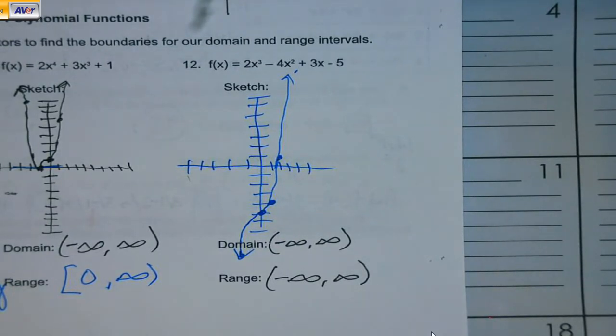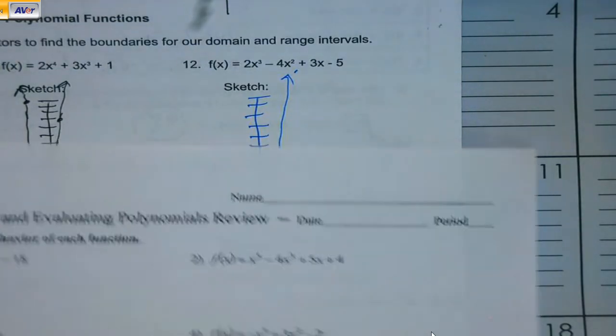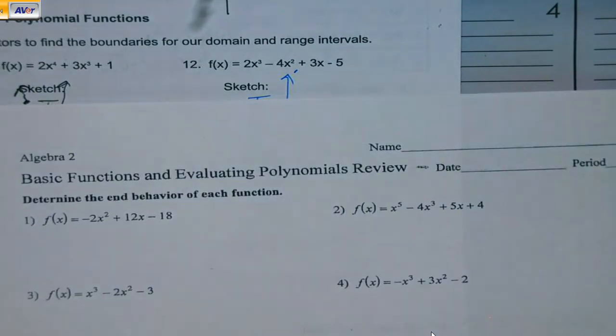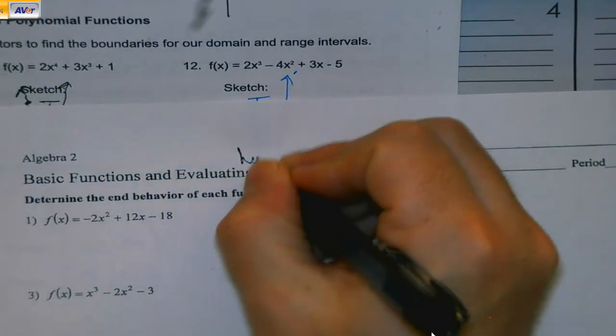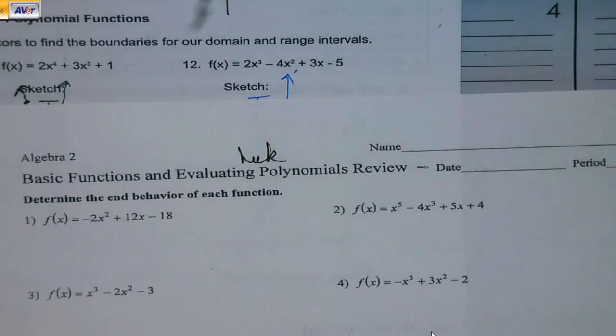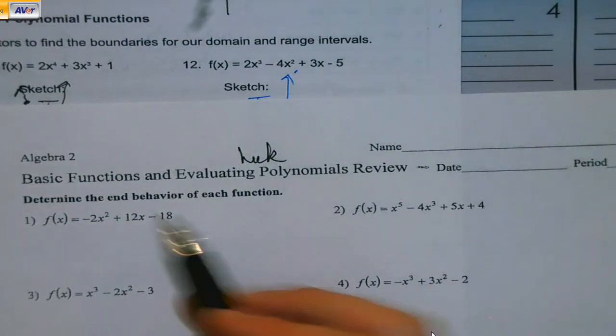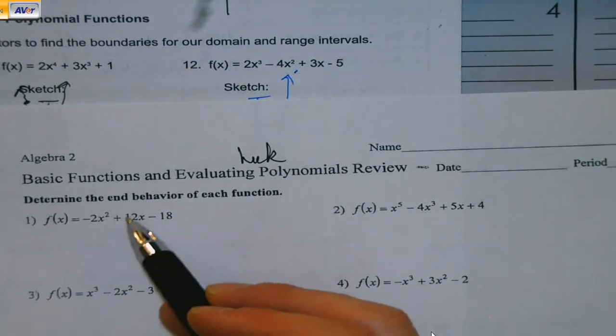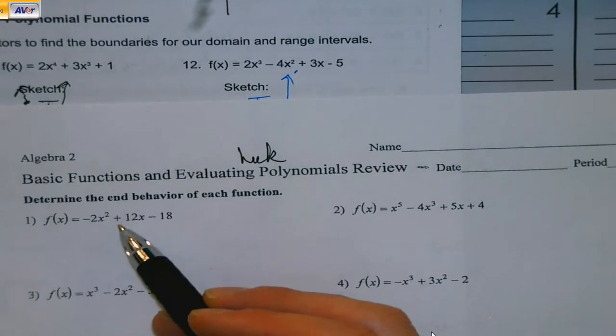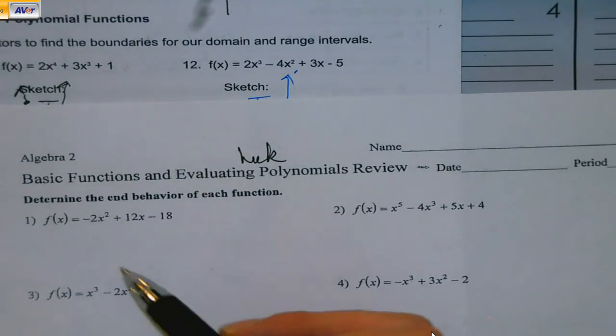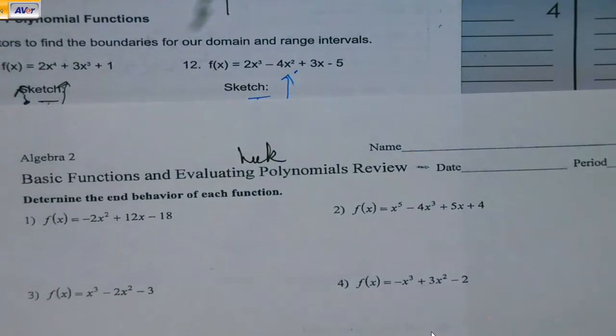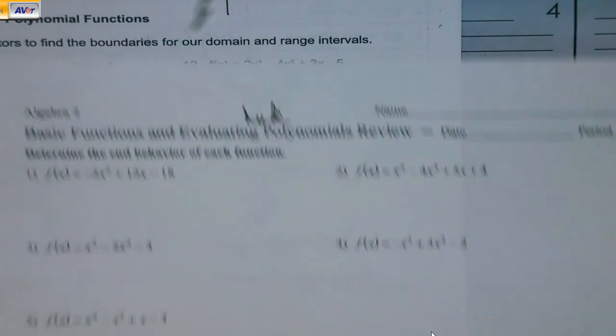So again, as we're doing these, okay, the basic functions and evaluating polynomial review is the homework. We're doing just end behavior on the first part. So again, we're looking at f of x, and then the x heading to infinity and negative infinity. Now the one thing, and I'm going to do one of these with you here, we're going to have to add in a little something down here.